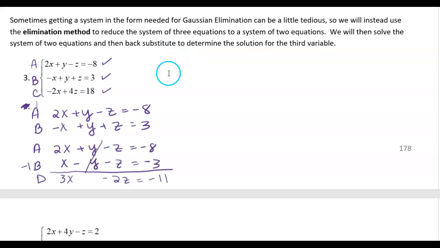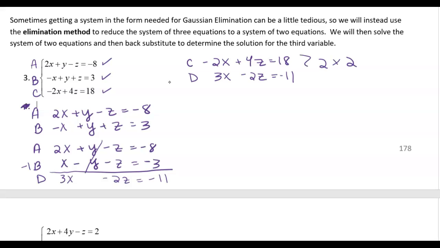So if you'll now go back, remember, look at equation C. Let's write that over here. Equation C is negative 2x plus 4z equals 18. And equation D is 3x minus 2z equals negative 11. I have a 2 by 2 system, and that's what I was talking about before: you're basically trying to get to a 2 by 2 system, 2 variables, 2 equations, and then you're just going to use the same skills you already know how to do from when you learned your 2 by 2s.